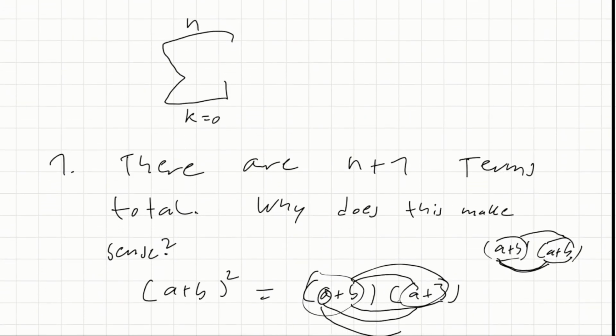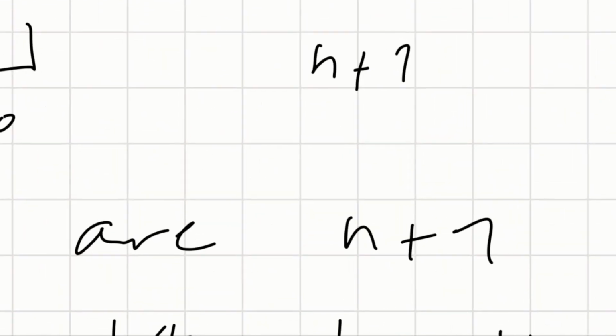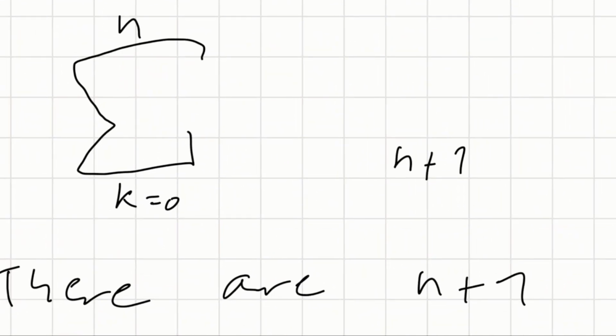So, firstly, let's have a look at the sum sign. There are n plus 1 terms total. Why does this make sense? Why are there n plus 1 terms? Because we start with k equals 0. We don't start with k equals 1, because then there would be n terms. We start with k equals 0.